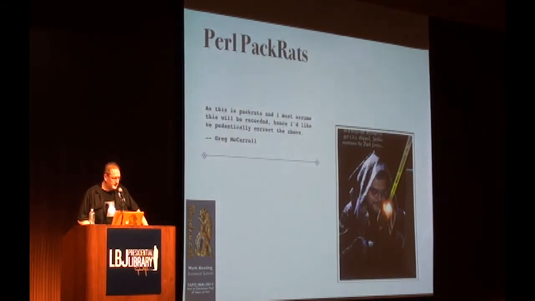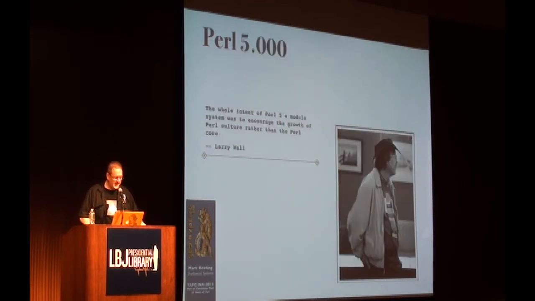On 2nd December 1993, the Perl Pack Rats came into existence as a mailing list, and there has never been any bike shedding on that list at all. It's a place where it's just pure knowledge. They never do at all. On 18th October 1994, Perl 5 is released. It's a complete rewrite of the whole system. Never again would they attempt anything so silly.